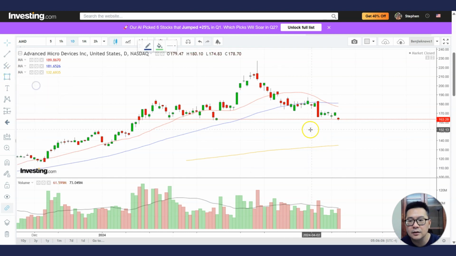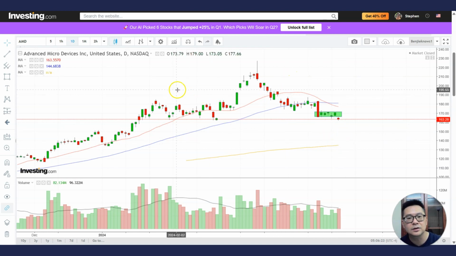You can see that the consolidation stayed at the lower 1/3 of this red candle. So if it continues to drop, you might see it drop to around this support area and maybe eventually meet the 200 MA as well.